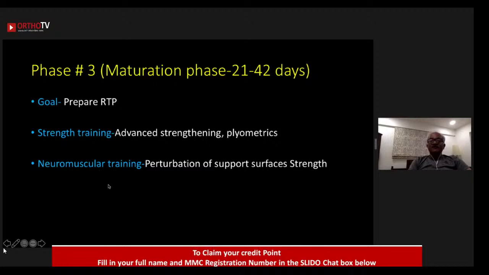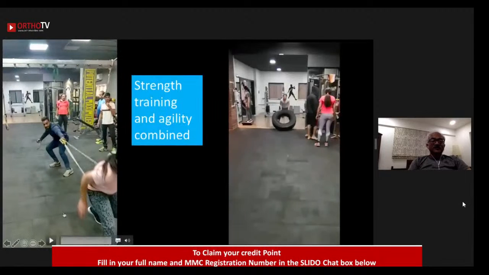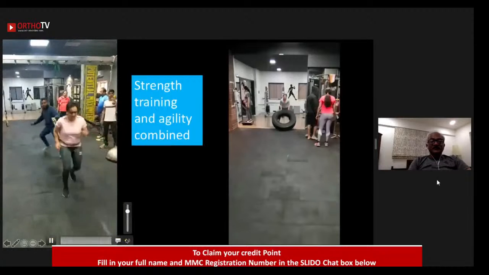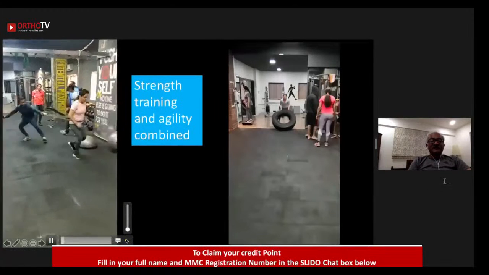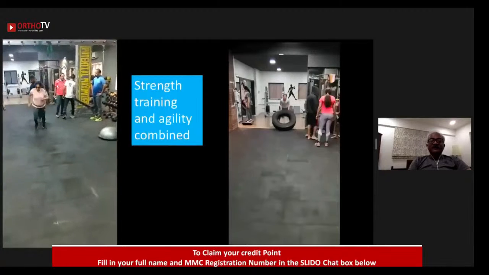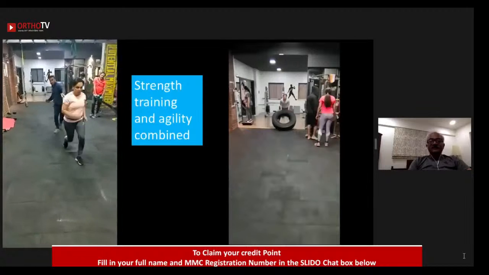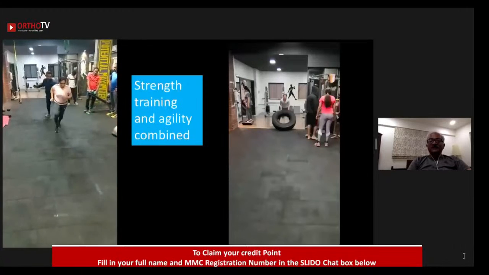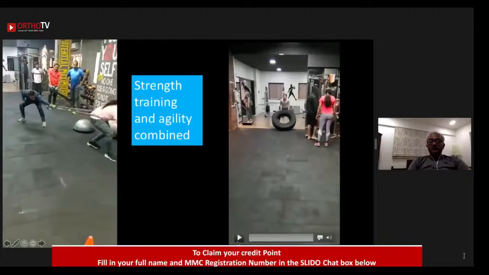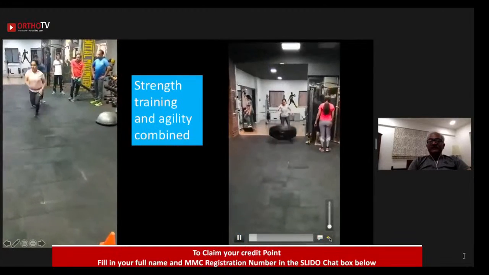Phase 3 is the maturation phase, which is from 21 to 42 days. And the goal is to prepare for return to play. The strength training is advanced and plyometrics is added. The perturbation exercises are added to the neuromuscular training. So here you can see that is a perturbation. Now here the athlete is being perturbed by a trainer from behind, and the athlete is trying to touch the cones. So that gives rise to speed, resistance, perturbation, as well as precision training before you get back to sports. This is another way to develop strength in these athletes.